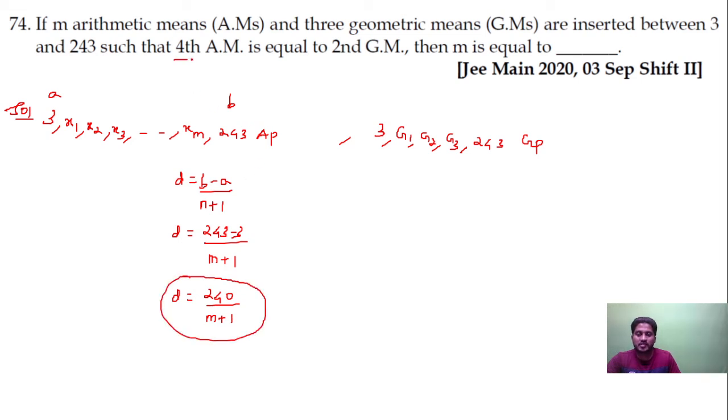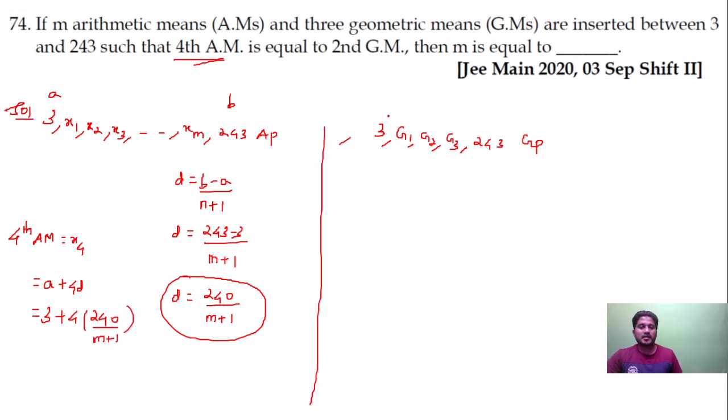Now fourth arithmetic mean I want. So fourth arithmetic mean, not the fourth term, fourth arithmetic mean is x4. So fourth arithmetic mean is A plus 4D. Okay, A will be equal to 3 plus 4 into D will be equal to 240 upon M plus 1. So this is fourth arithmetic mean. Okay, here similarly I want second geometric mean. Second geometric mean will be equal to G2.